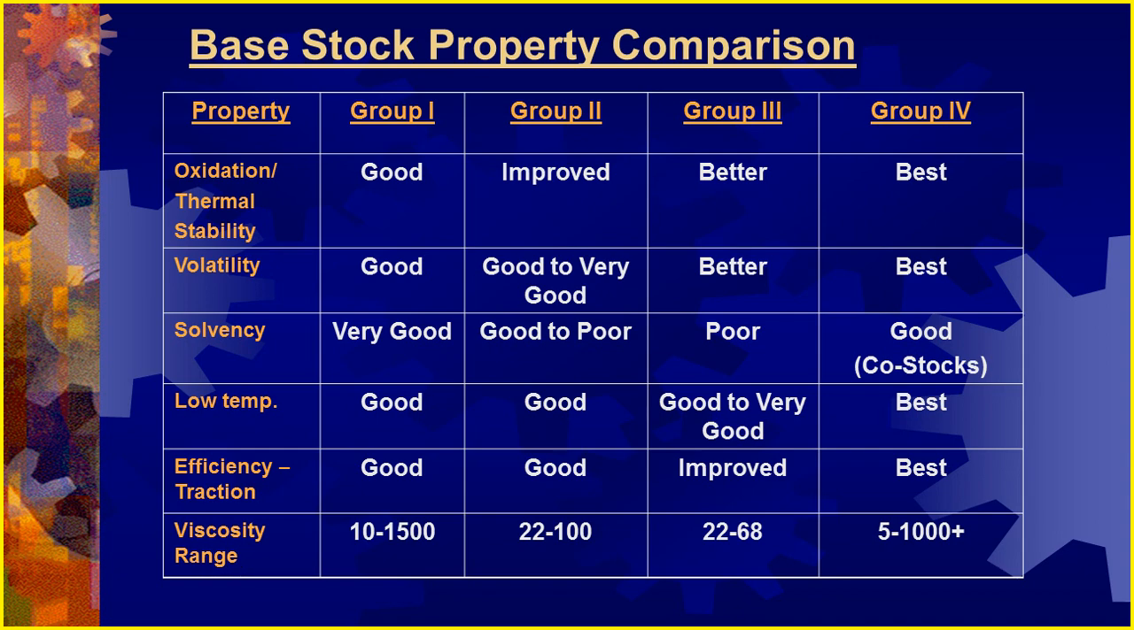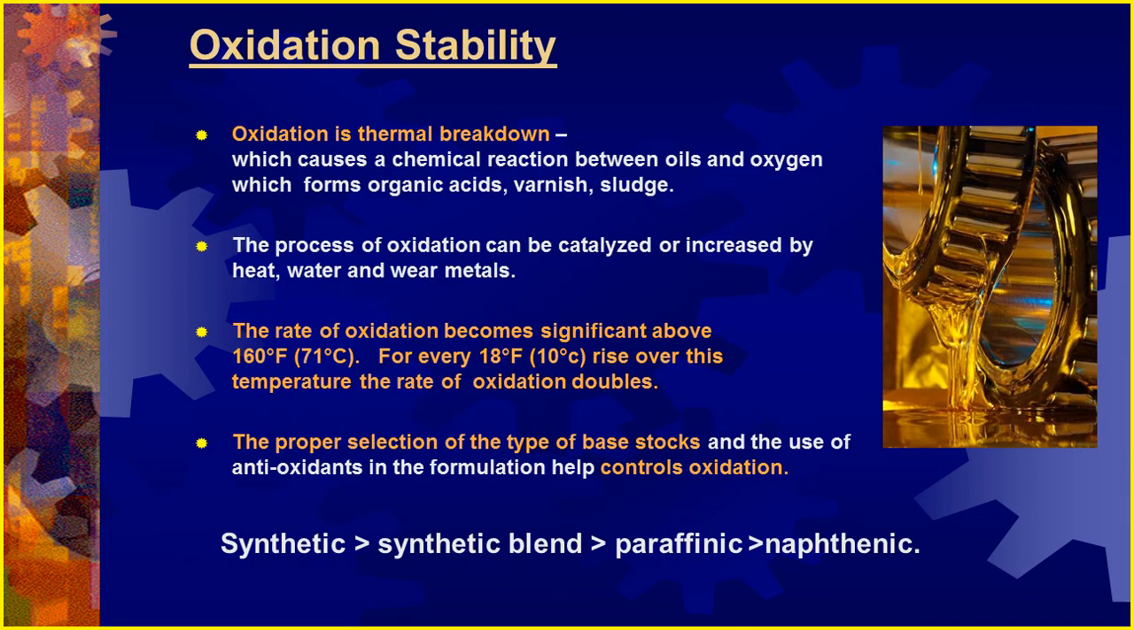Now here's a comparison on base oil stock properties. One of the important things on your higher end oils is called oxidation stability. Oxidation is thermal breakdown, which causes a chemical reaction between the oils and the oxygen, which forms acids, which when they break down, form what's called varnish and sludge. You want to have a qualified oil that is not going to break down or oxidize.